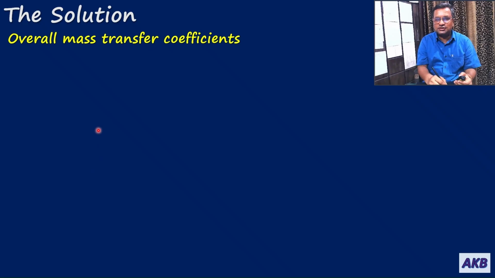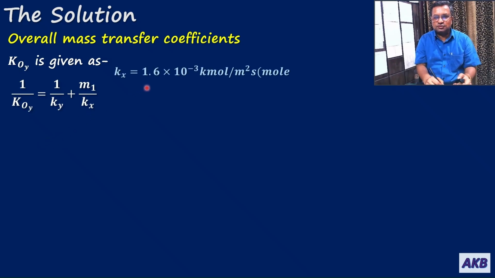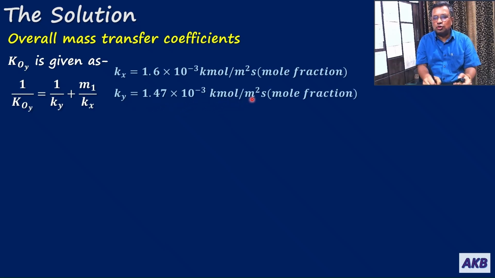First, we will get the overall mass transfer coefficients. We have the equation for Koy. 1 upon Koy is equal to 1 upon Ky plus m1 upon Kx. So in this case, Kx is given to us. It is 1.6 into 10 to the power minus 3 kilomole per meter square per second per mole fraction. Ky is given to us. It is 1.47 into 10 to the power minus 3 kilomole per meter square per second per mole fraction. And in this case, since the entire equilibrium curve has an average slope which is given to us, it is 2.6. So that means this is m1 and m2.